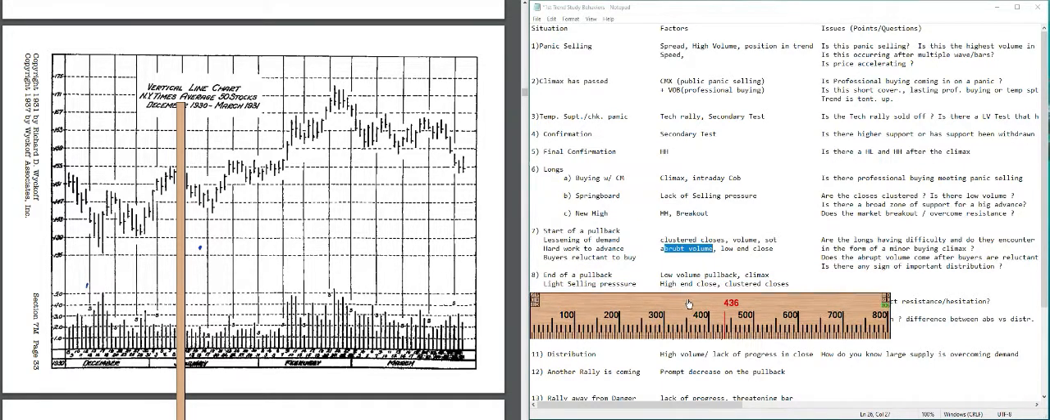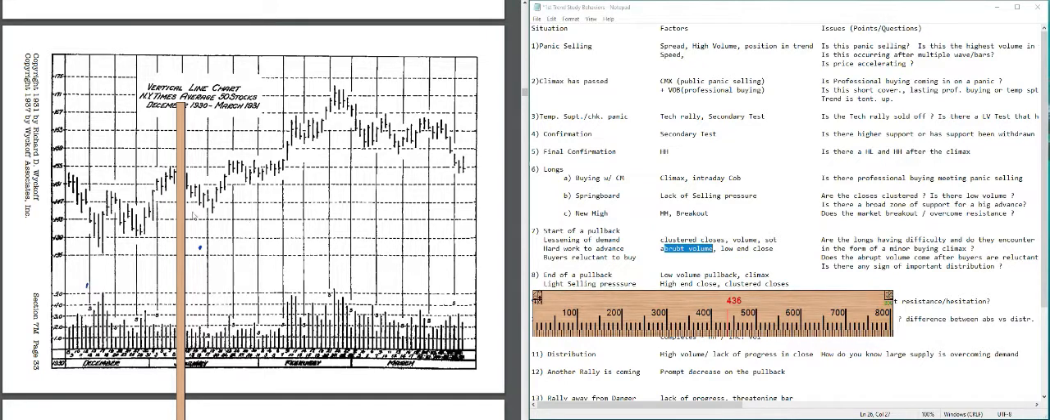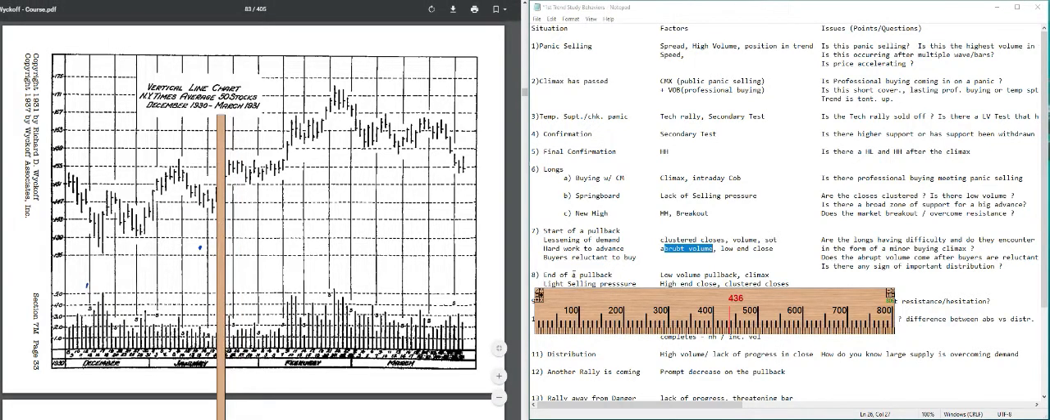progress in the closes. Next is the end of the pullback. Again, it's the same factors. What he's looking for is light selling pressure to end the pullback so the move continues up. He's taking a look at low volume pullback, climaxes, these are minor climaxes, high end closes, and clustered closes. It's really the same thing over and over again, whether you end this swing or that swing, whether it's upswing or downswing. It's basically clustered closes, shortening of the thrust, low volume, then abrupt volume. That's all there is.